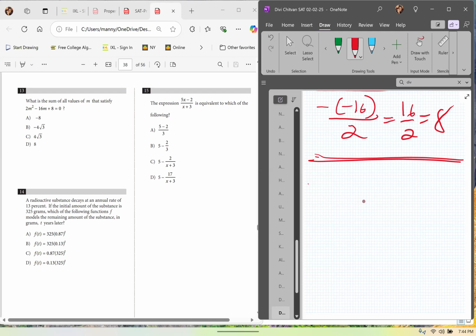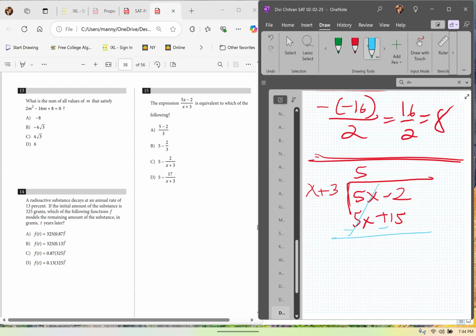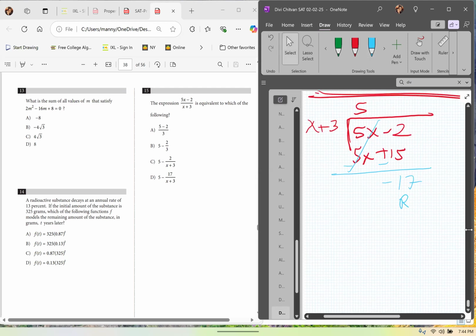All right. Do you know how to do divisions? That's all you've got to do. X goes into 5x 5 times. So the 5x, and 5 times 3 is plus 15. Now, since you're subtracting it, you subtract this and subtract this. When you subtract that, that goes away. And here you have minus 17. So that's your remainder. The final answer will be 5 minus 17 over x plus 3.